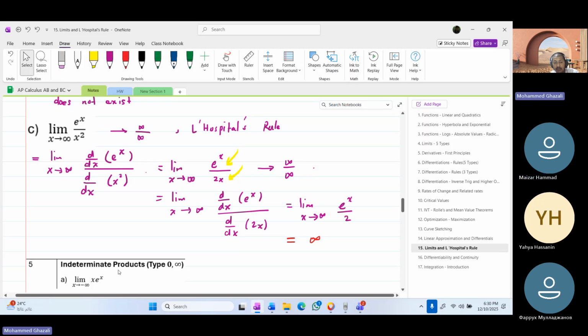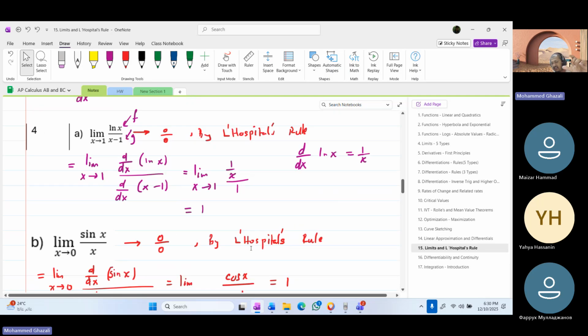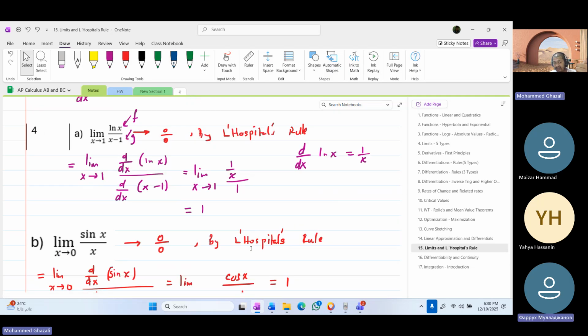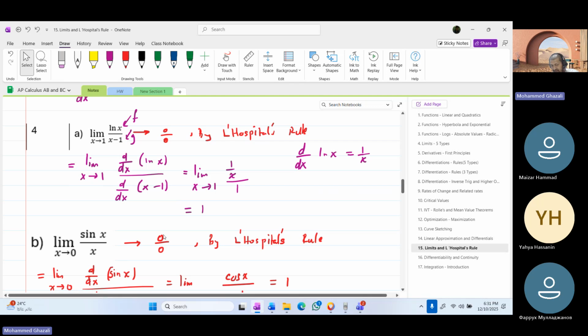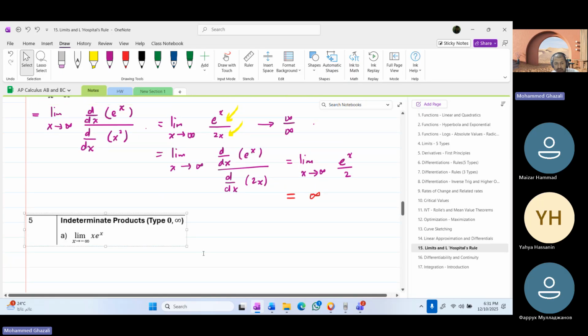Okay. That's L'Hopital's rule. Now, guys, what was this indeterminate form? Dividing 0 over 0 or infinity over infinity. Now that was just one type of indeterminate form. What's the second type of indeterminate form? Indeterminate products. Okay? In other words, your answer is either 0 or infinity.